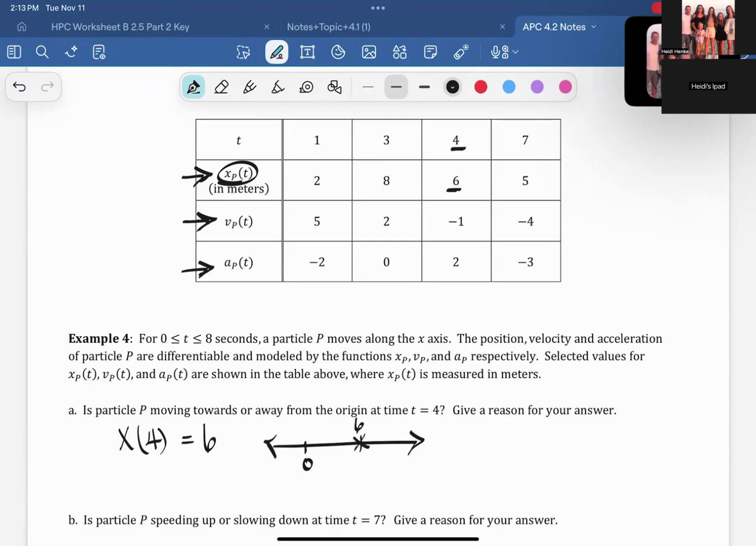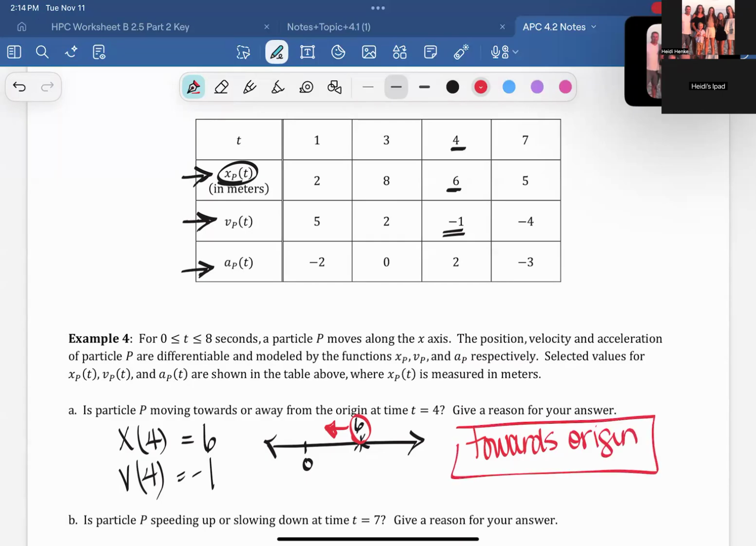Only way I'm going to know that is if I see the velocity at 4, because velocity tells me left or right. So according to my chart, the velocity at 4 is -1, which indicates that from his position at 6, he would be moving left, which means he would be moving towards the origin, because he was at a position of 6 and then moving left.